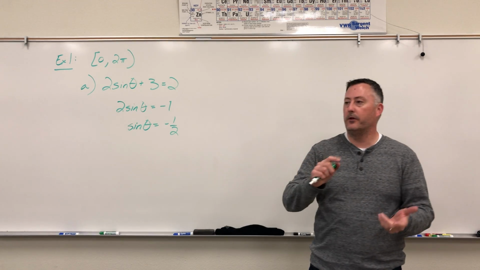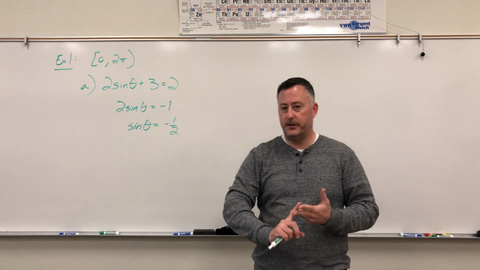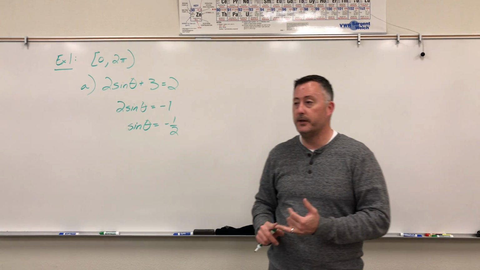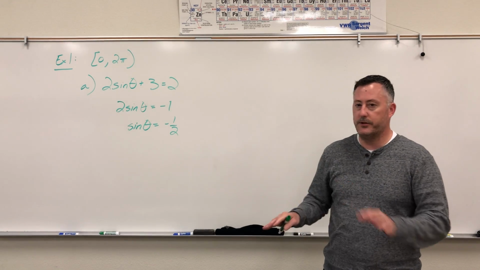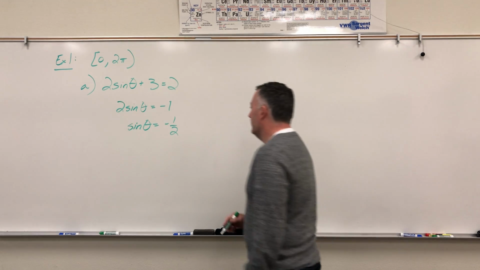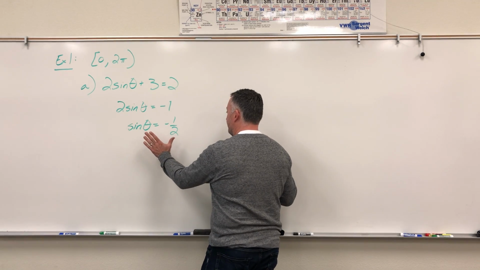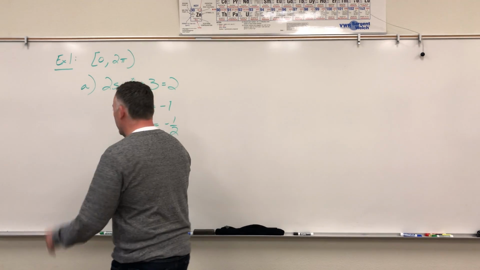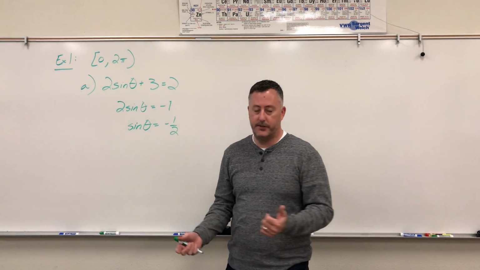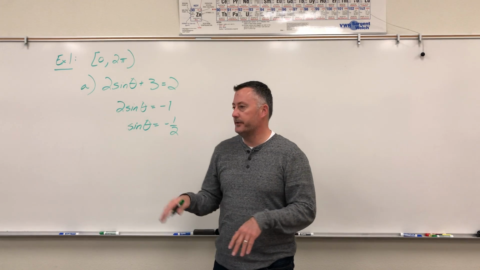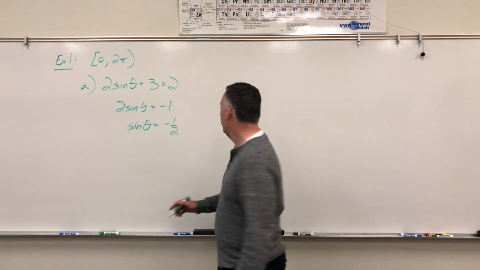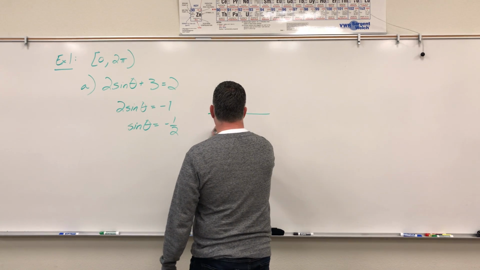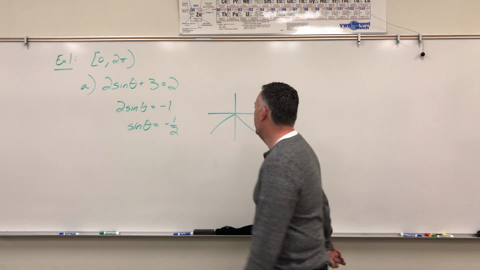You can use the unit circle, you can use SOHCAHTOA, however you were taught or whatever method you like to use, keep using that. I'm not going to force you into one method over another. So for sine of theta is equal to negative 1/2, on the unit circle, or if you use SOHCAHTOA, that would put you in quadrants 3 and 4.